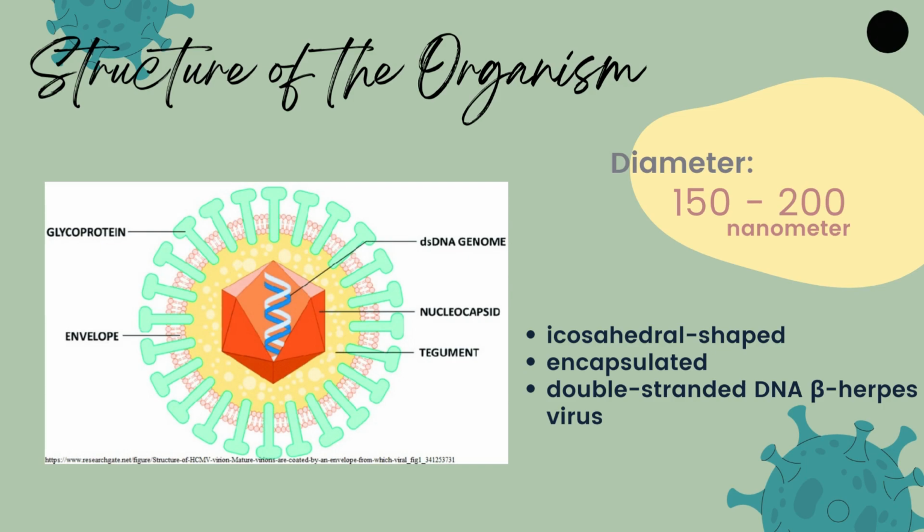Structure of the organism. This icosahedral-shaped, enveloped, double-stranded DNA beta herpes virus known as cytomegalovirus has a diameter of 150 to 200 nanometers. And as we can see here in the picture, we have its components. First, for the exterior part, we have glycoprotein and envelope, and on the interior part, we have double-stranded DNA genome, nucleocapsid, and tegument.